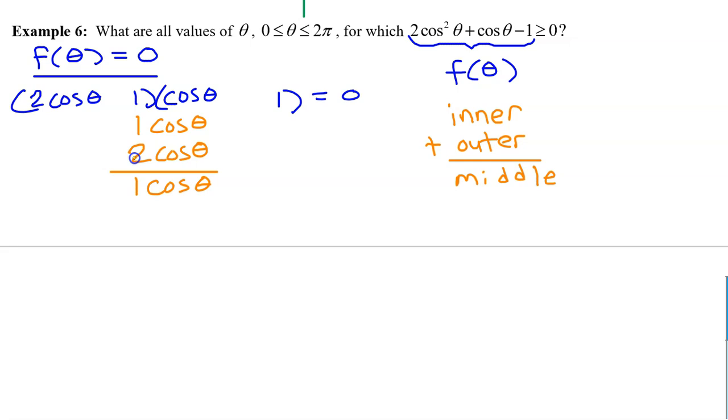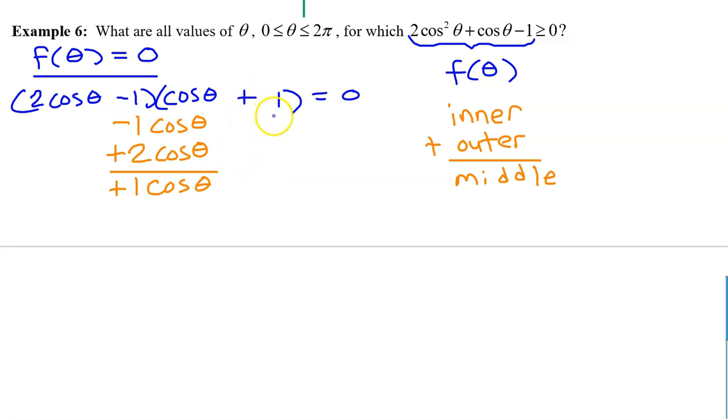We control the signs. So what would the signs have to be on the 1 cosine theta and the 2 cosine theta in order to end up with a positive 1 cosine theta for the middle? Well, I would need a negative 1 cosine theta and a positive 2 cosine theta. In other words, the inner has to be negative, so I'm going to need a negative here. The outer has to be positive, so I'm going to put a plus right here.